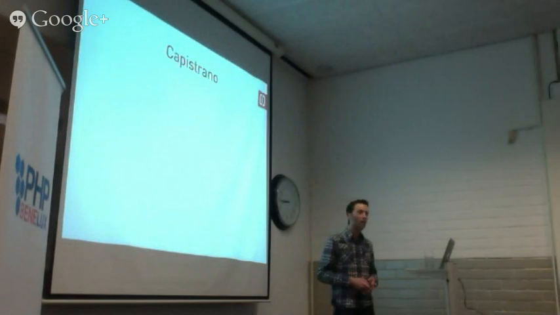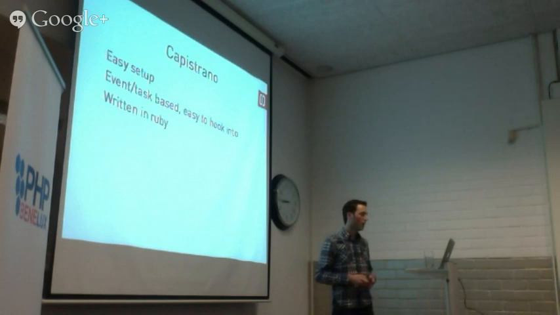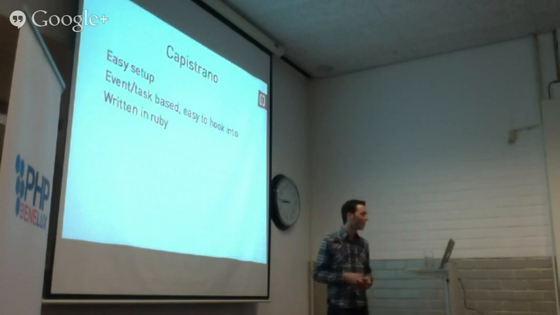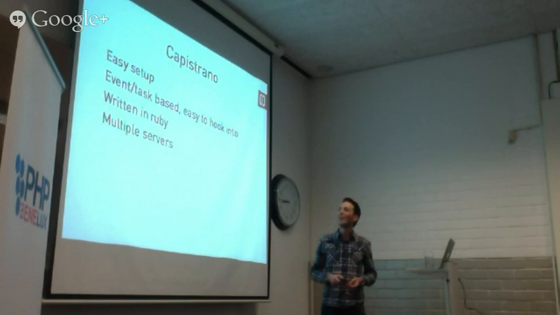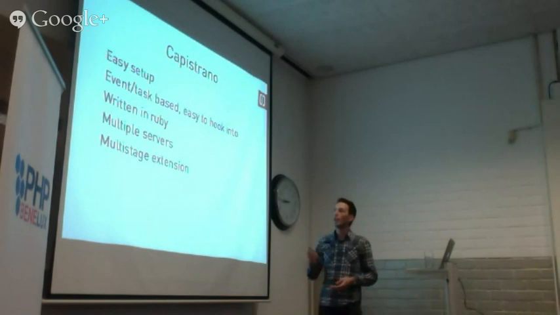Actually, a lot of people worked on something that already works for us. Capistrano is a great tool. It's easy to set up. It's task-based, so it's very easy to hook into with your own custom tasks. It's written in Ruby, and today seems like it's actually a Ruby day, because Dan also showed some Ruby examples. You can use multiple servers, so if you deploy, you can run the script in parallel on several servers at the same time. And it has a multi-stage extension, which is perfect for your DTAP setup.